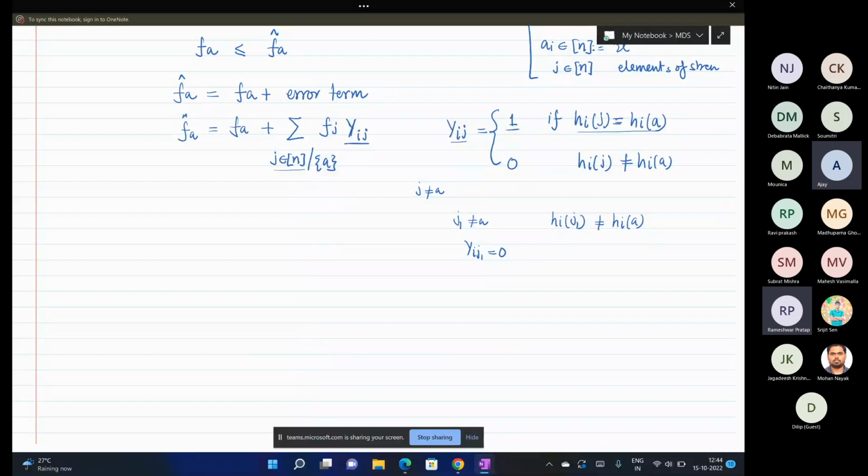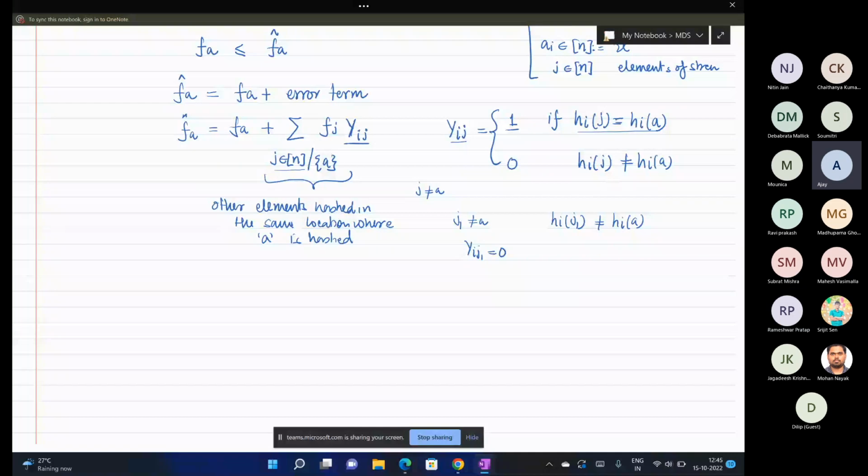So this error is due to other elements hashed in the same location where A is hashed.